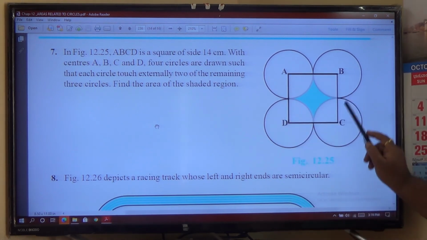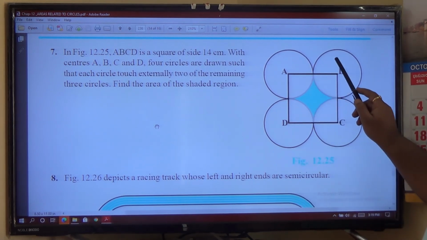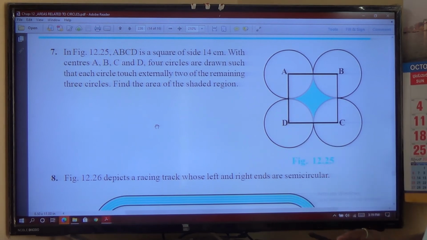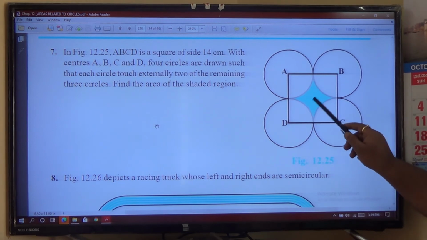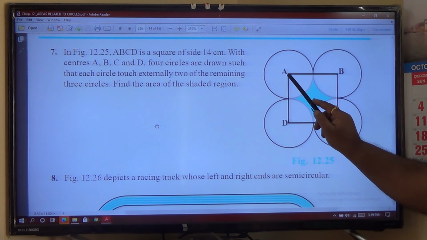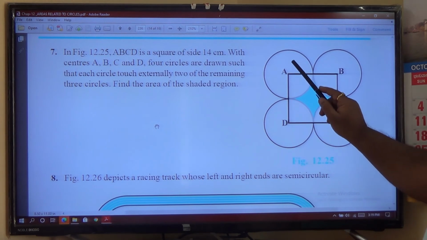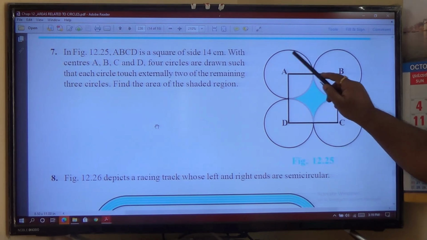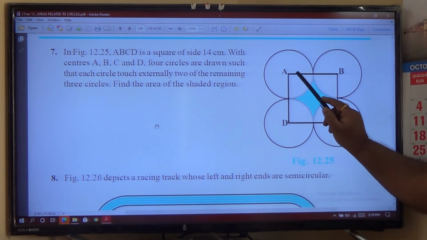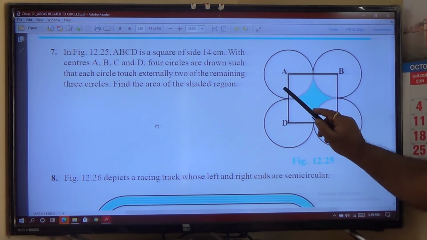With A, B, C, D as centers, 4 circles have been drawn in such a way that this circle will touch this one as well as this one, okay? So this circle will touch the remaining 2. In this case, this is the shaded region. We need to find out the area of the shaded region. See here, AB is given to us because it is a square of side 14 centimeter. Let R be the radius of these 4 circles. So from here to here R, from here to here also R. 2 times R is equal to AB, 14 centimeter. So R is equal to 7 centimeter. We get the radius of the circle as 7 centimeter.